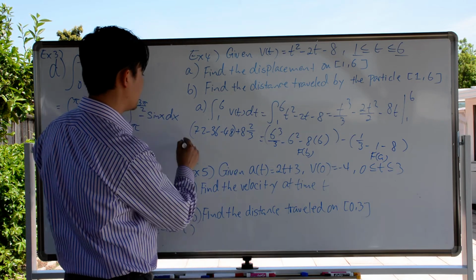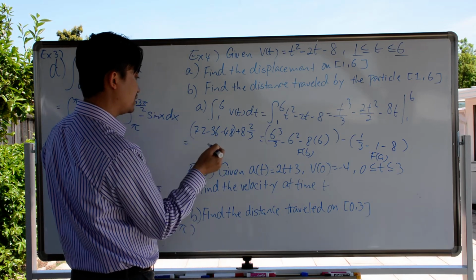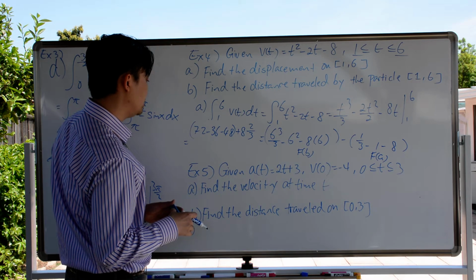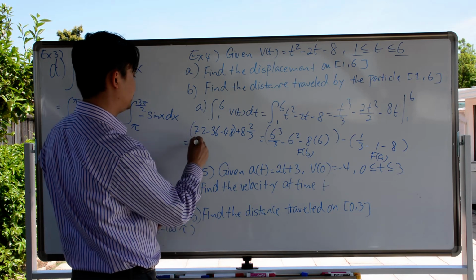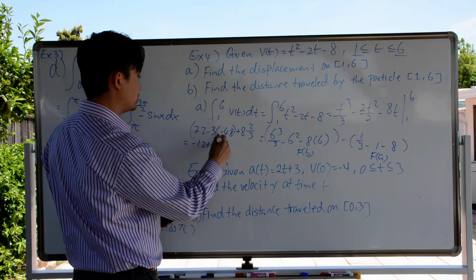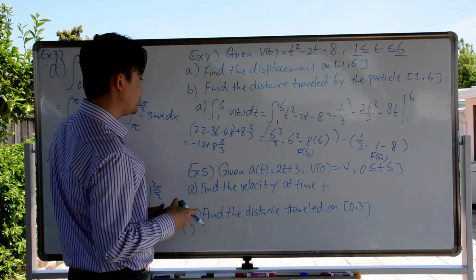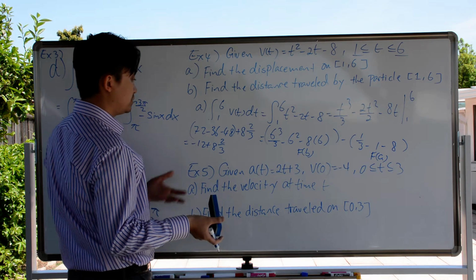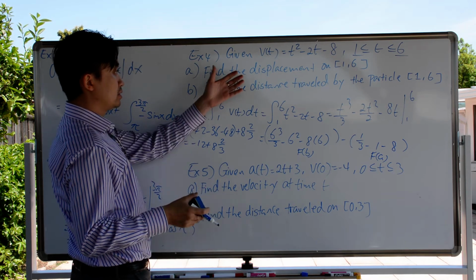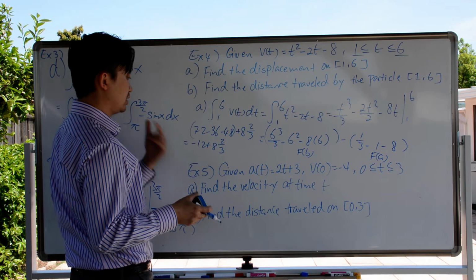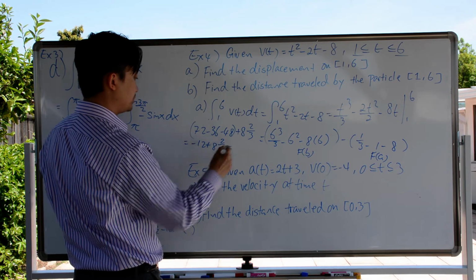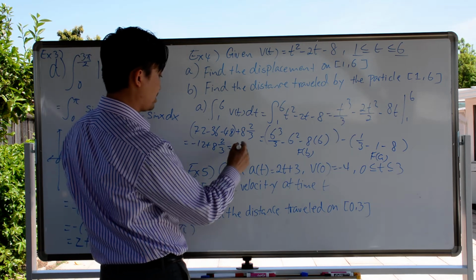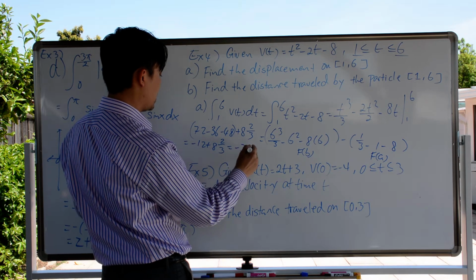Okay, so 36 minus 48, which is negative 12, plus 8 and 2/3. So the final position is going to be negative, well, which is correct. So position can be positive or negative. If the particle's position is negative, that means it's on the left, okay? So the final position would be negative 3 and 1/3.